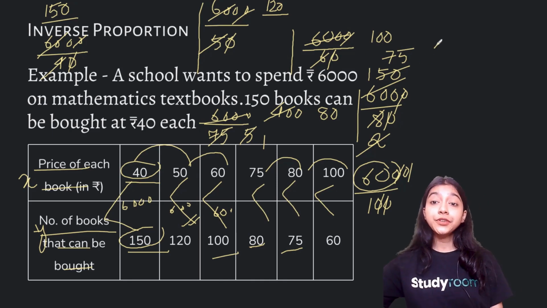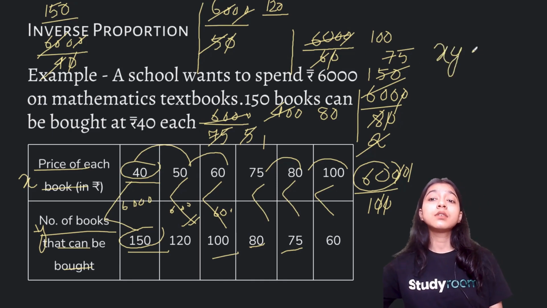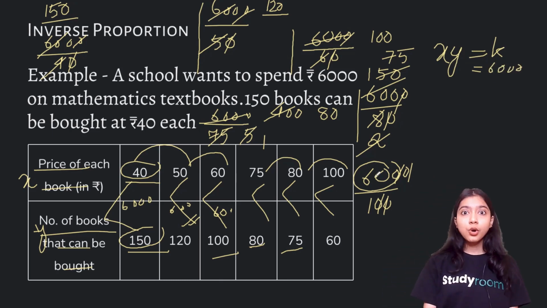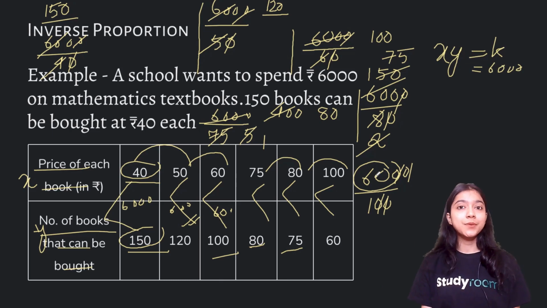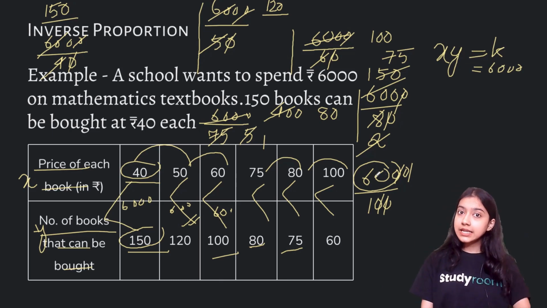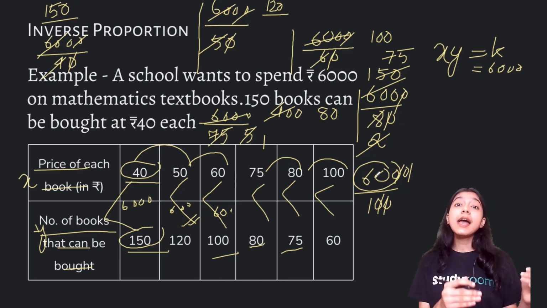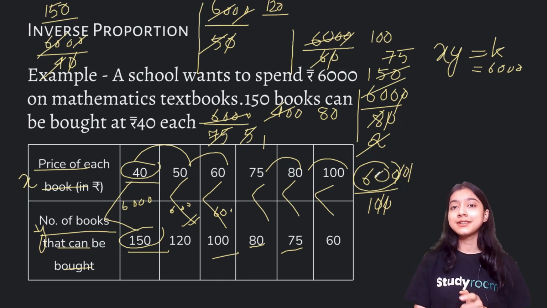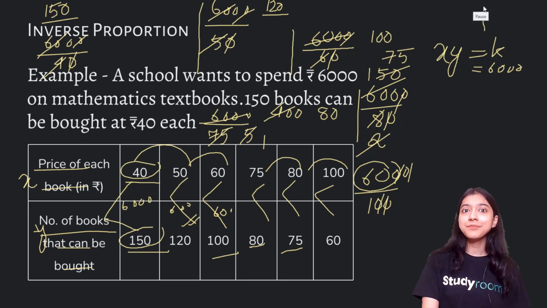That the product of the variables x and y is a constant number k, which over here is 6,000. This is a constant number. So x and y are in inverse proportion because x is increasing, y is decreasing, and the product of the two variables in each of the cases is a constant number. I hope your concept is clear about inverse proportion. Let's solve some more problems to understand it better.